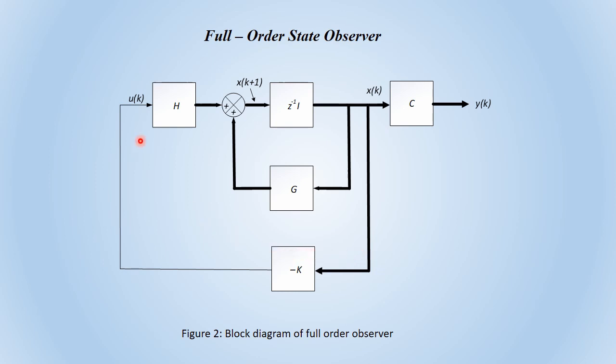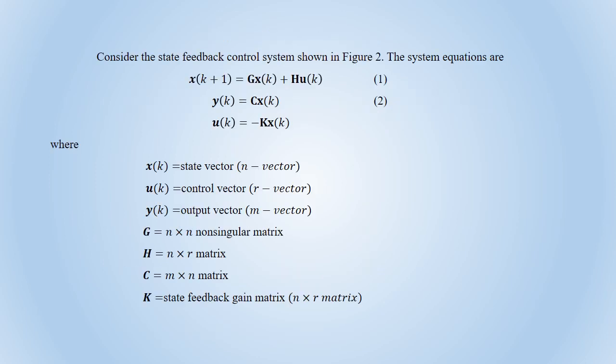But here we are considering that we are able to measure all the states x of k. The observer is the one shown in the next figure, which I am going to show you right now. Let us consider the system given in the earlier figure: x of k plus 1 is equal to G x of k plus H u of k, and y of k is nothing but C x of k. We have ignored D because it is the direct transmission matrix.